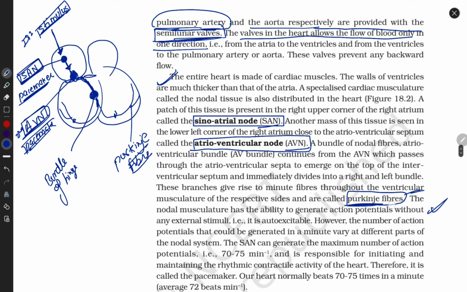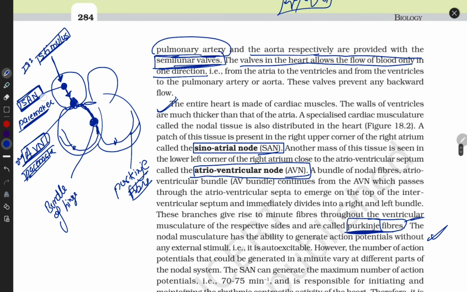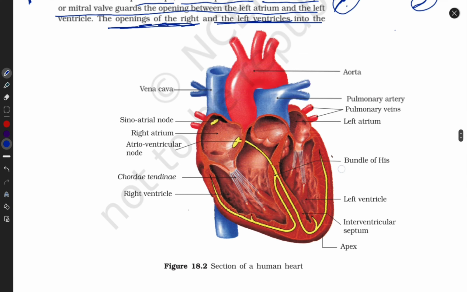Why is the name Purkinje? Because a scientist described this thing, so it is named according to him. If the SAN node is present, then our heart pumps 70 to 75 times. Yes, this is the average. If we remove the SAN, now the heart will pump 30 to 40 times. That's it. This is the difference in the functioning mechanism of SAN and AVN. So this is the introduction about your heart, guys.